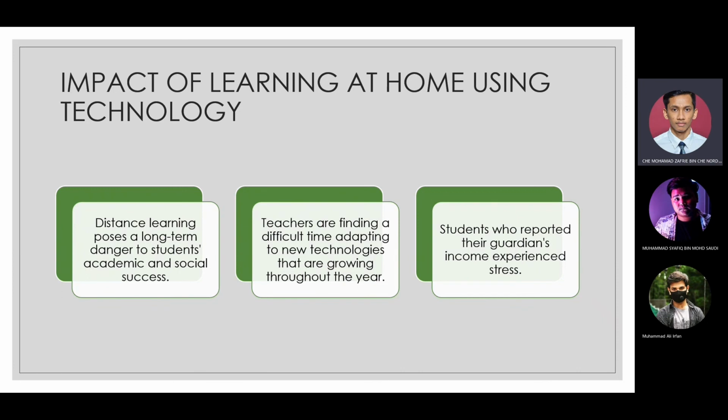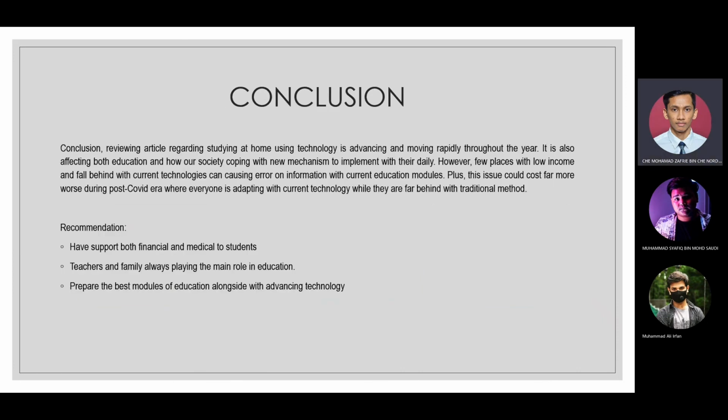The conclusion: reviewing articles regarding studying at home using technology is advancing and moving rapidly throughout the year. It is also affecting both education and how our society is coping with new mechanisms to implement in their daily lives. However, few places with low income that fall behind with current technologies can cause errors on information with current education modules. Plus, this issue could be far worse during the post-COVID era where everyone is adapting with current technology while they are far behind with traditional methods.